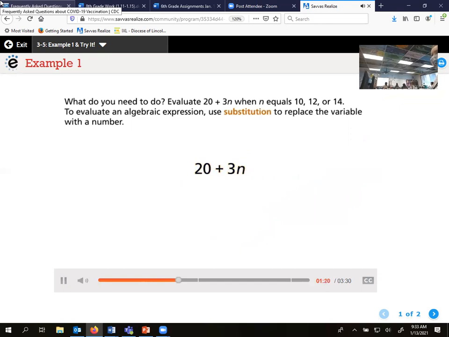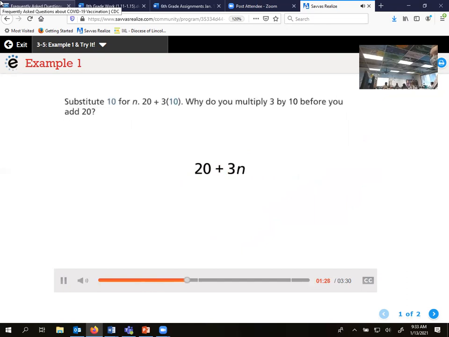To evaluate an algebraic expression, use substitution to replace the variable with a number. Substitute 10 for n. 20 plus 3 times 10. Why do you multiply 3 by 10 before you add 20? Why do we take 3 times 10, Miss Anna?